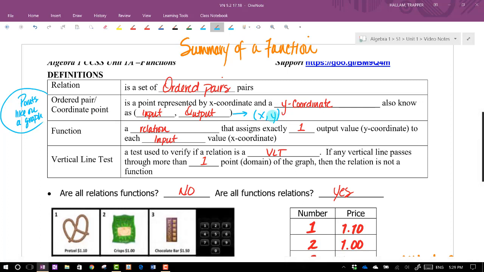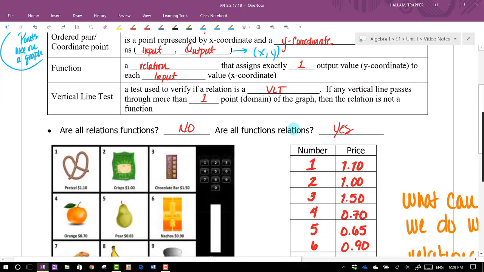A function then, and this is kind of what we were hinting at in the last video, is a relation that assigns exactly one output, one snack, to each button combination that goes into the vending machine, or x-coordinate. Okay, and then later on we'll use this definition, but not today: the vertical line test. It says that if any line passes through more than one point of a graph, then the relation is not a function. So we just brought up the idea of graphing.